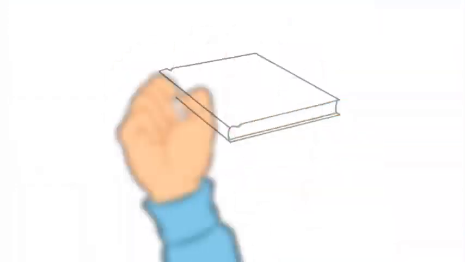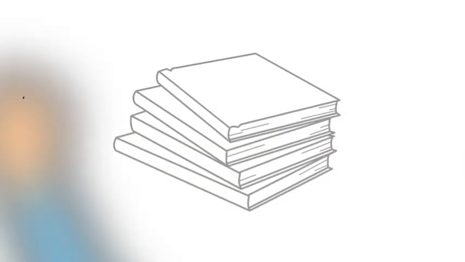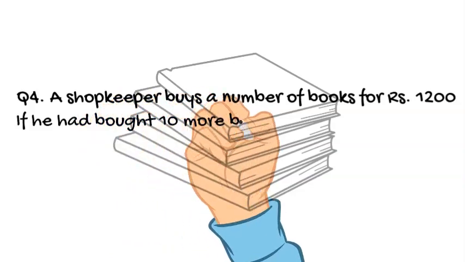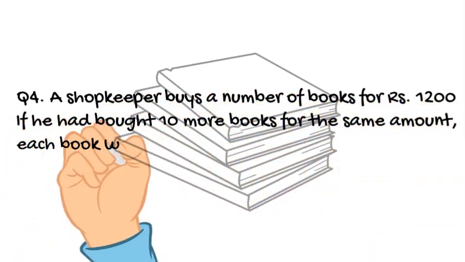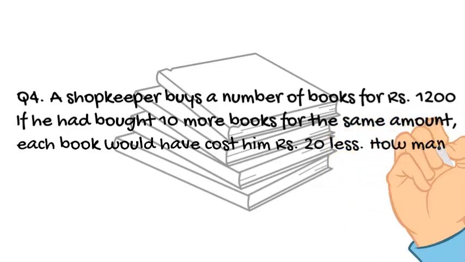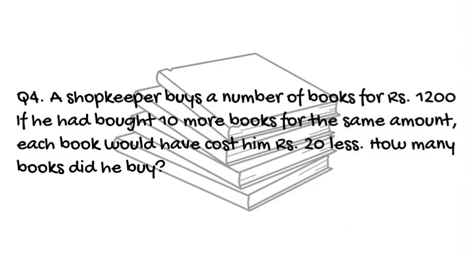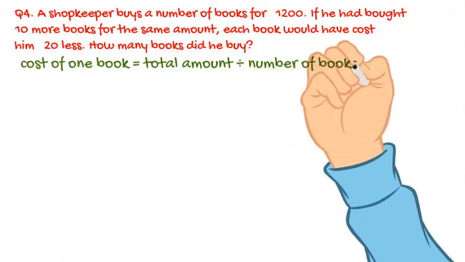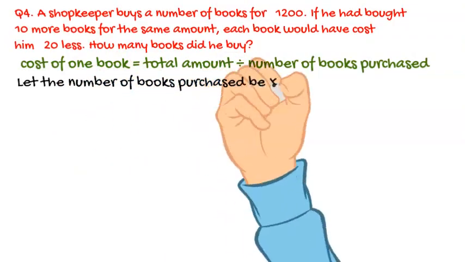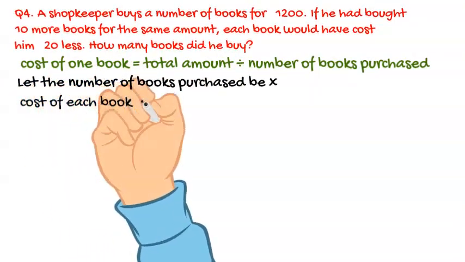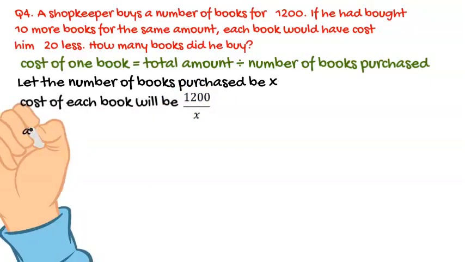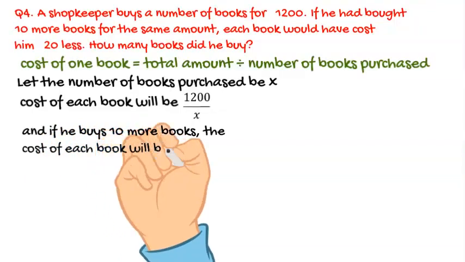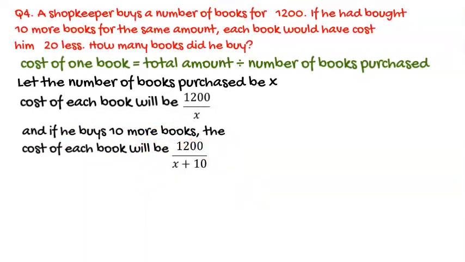Coming to the last question, we have: a shopkeeper buys a number of books for rupees 1200. If he had bought 10 more books for the same amount, each book would have cost him rupees 20 less. How many books did he buy? The question is based on the concept cost of one book is equal to total amount divided by number of books purchased. Let the number of books purchased be x, cost of each book will be 1200 by x. And if he buys 10 more books, the cost of each book will be 1200 upon x plus 10.